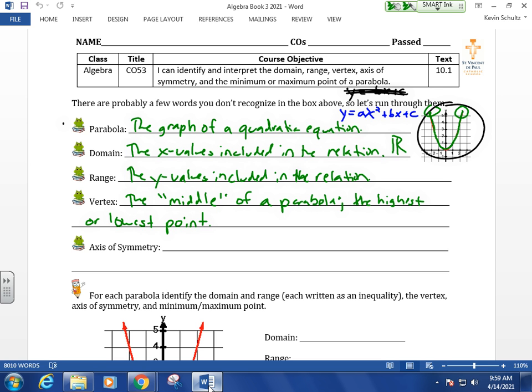Parabolas are symmetrical, right? You aren't going to see a parabola that comes down like this and then jumps off like that. That's not a parabola. A parabola is symmetrical, and then it comes down, vertex, and goes back up in the same shape. And that middle point, that lowest or highest point, is the vertex point. Okay, if the point is the lowest point, that would be called the minimum point.